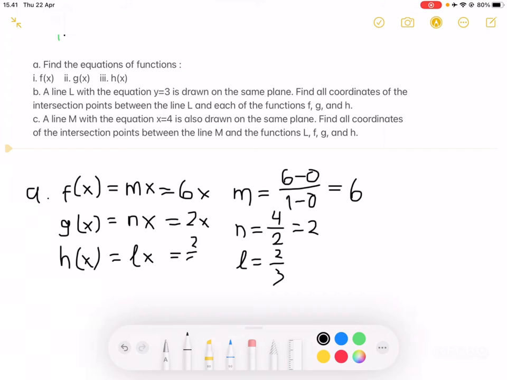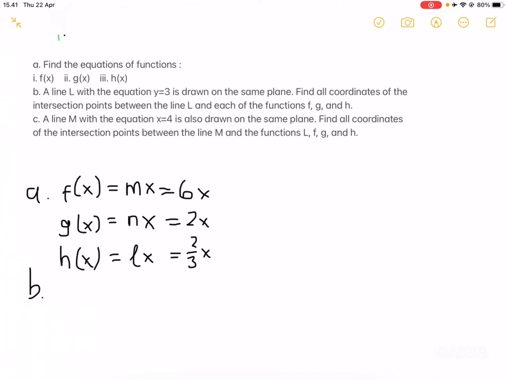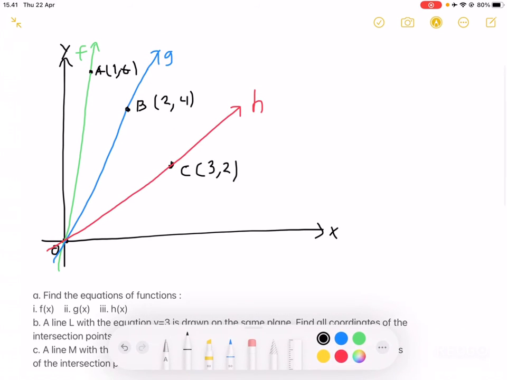And you can really simplify that, so we can just do that. Alright, so here are the answers there and the equations. Alright, for part B, it says a line L with the equation y equals 3 is drawn on the same plane. Or should I rather just draw the line L right there? So it's y equals 3.